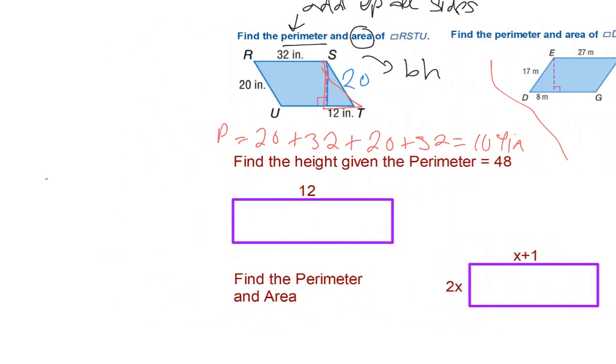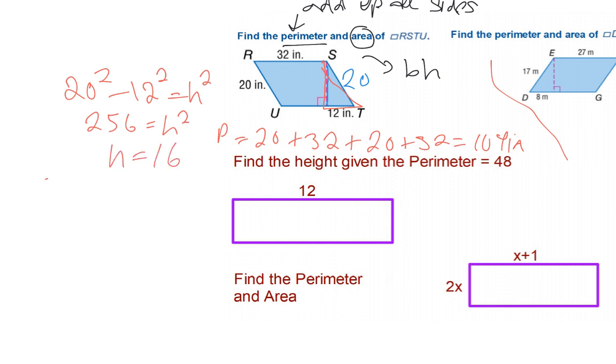So 20 is my hypotenuse, so I need to go 20 squared minus 12 squared will give me my height squared. Finding that, 20 squared is 400. Minus 144 gives me 256. And then to find the height, take the square root. And so your height is equal to 16.